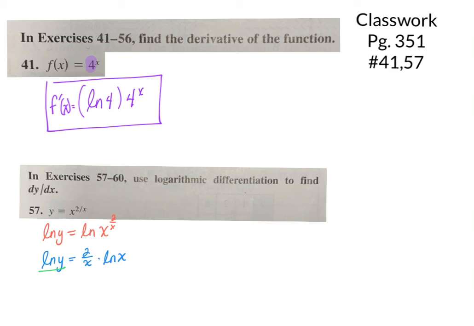The derivative over here is just y prime over y. This you're going to have to use product rule. So think of 2 over x as 2x to the negative 1. That'll help you with your derivative. So derivative of the first is negative 2x to the negative 2 times the second, ln of x, plus the first, 2x to the negative 1, times the derivative of the second, which is 1 over x, or x to the negative 1.